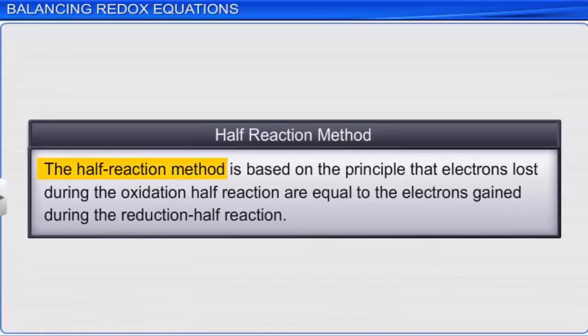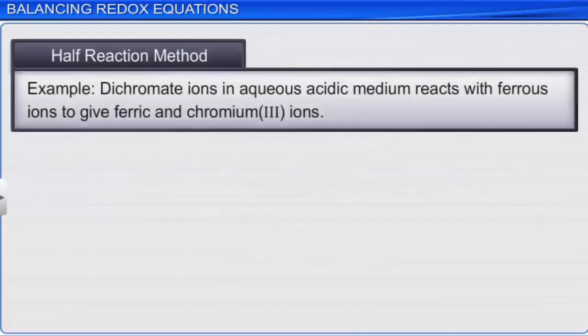The half reaction method is based on the principle that electrons lost during the oxidation half reaction are equal to the electrons gained during the reduction half reaction. Let's look at an example. In this reaction, dichromate ions in aqueous acidic medium reacts with ferrous ions to give ferric and chromium 3 ions. Let's look at the steps involved.